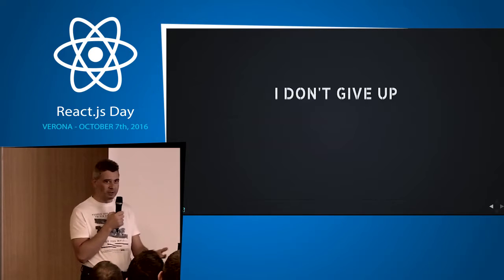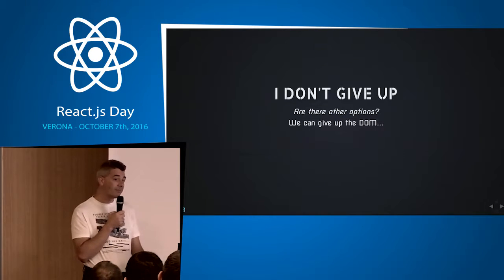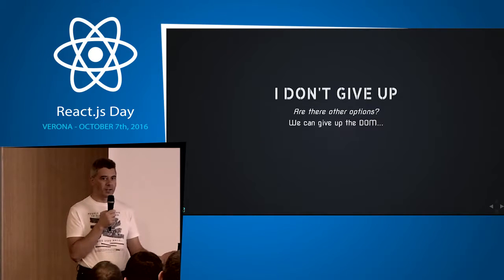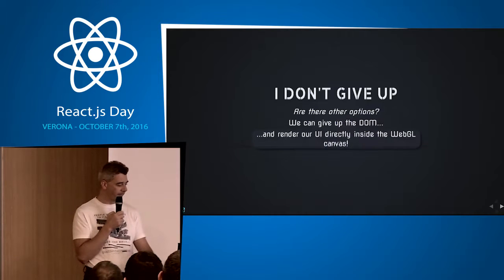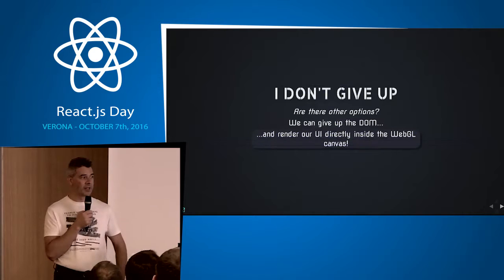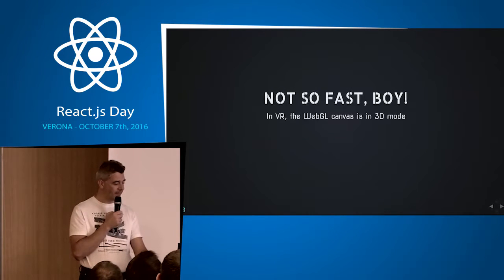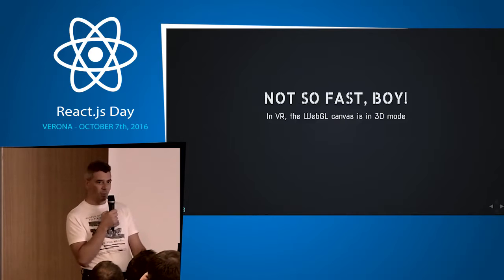Well, I say I don't give up. I mean, I want to do this. Other options? Well, at this point, we can more or less sadly give up the DOM. So there's just no way to put the DOM there. So let's say, okay, let's do something else. We should render the UI directly in the WebGL Canvas. And so the idea is, okay, we render the UI in 3D, but the WebGL Canvas is in 3D mode.